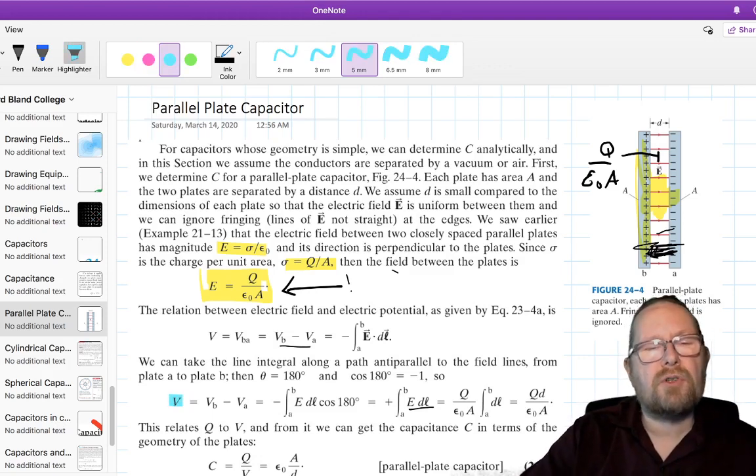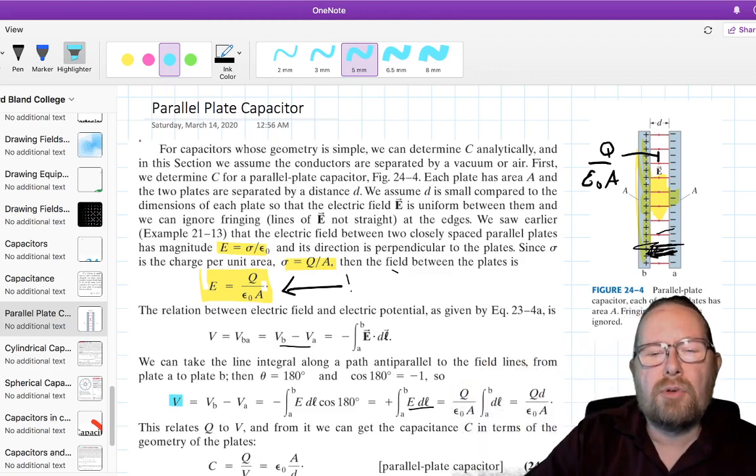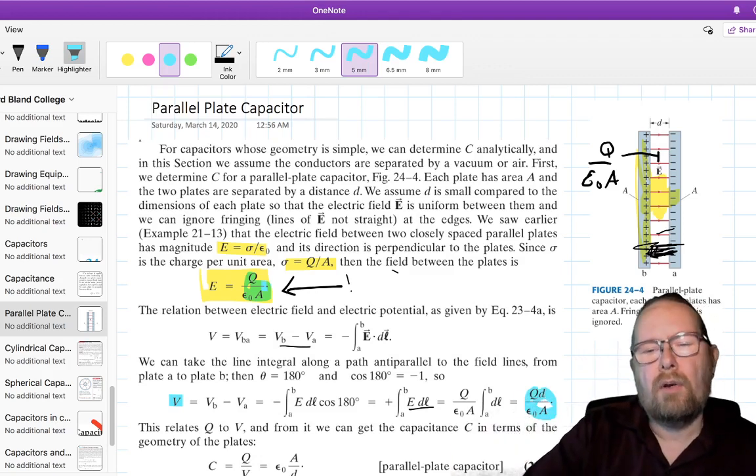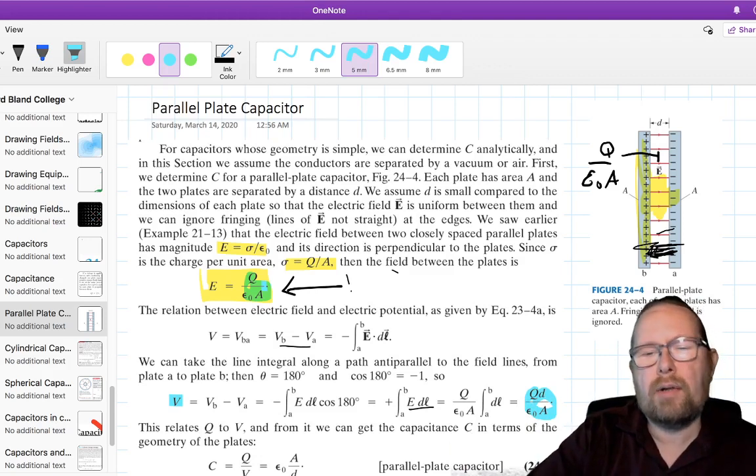The potential difference between the two plates of a parallel plate capacitor is equal to just this times the distance. So QD over A times epsilon naught, the permittivity of free space. So the potential changes linearly with distance as you go from one plate to another.